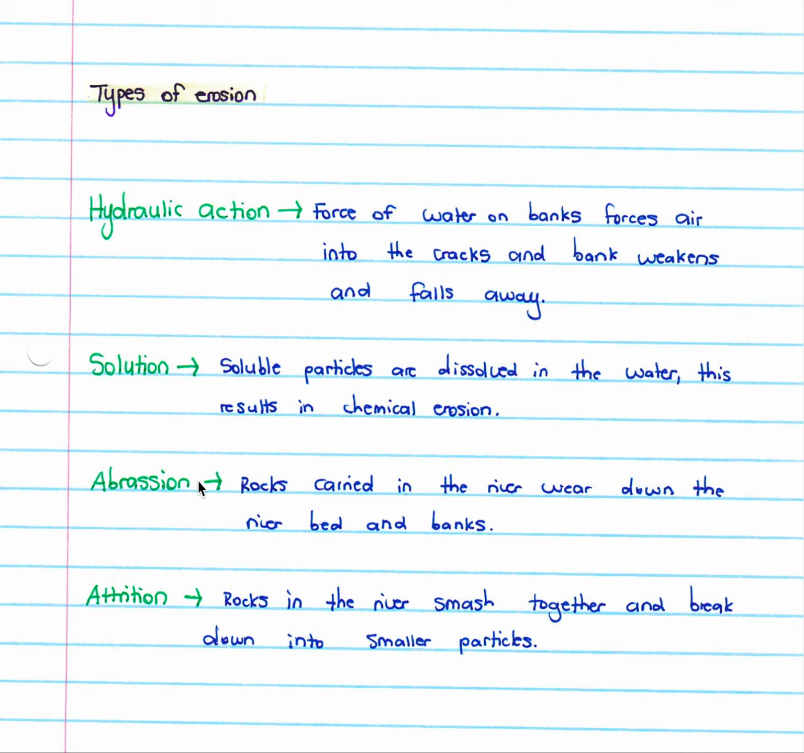When you look at attrition, this is when rocks in the river smash together and break down into smaller particles. So you can have two rocks moving along the riverbed. When they collide, they are broken down into smaller particles, and this is known as attrition.